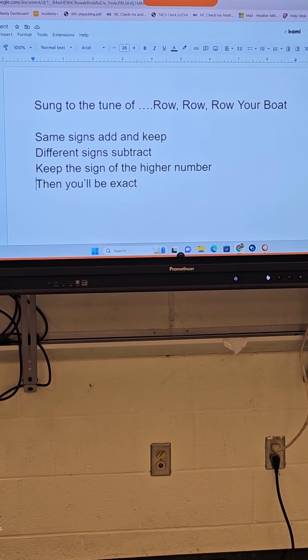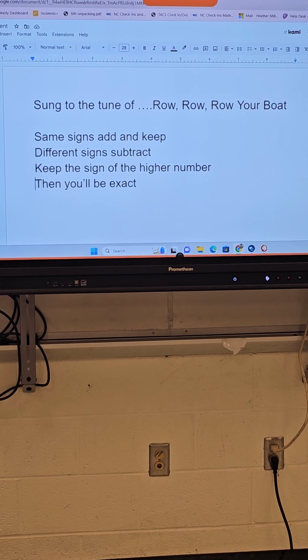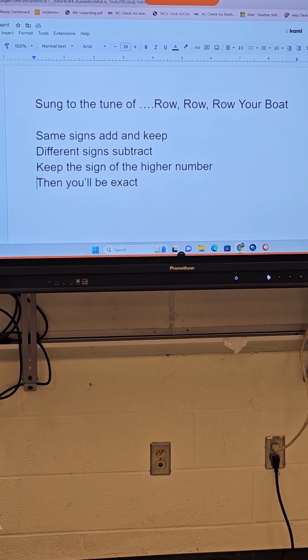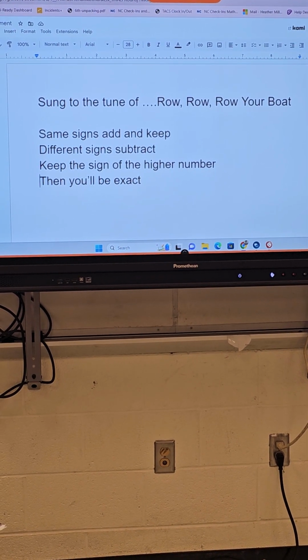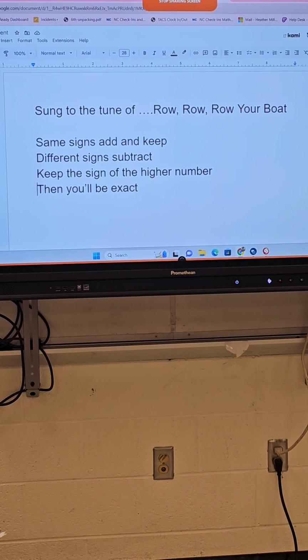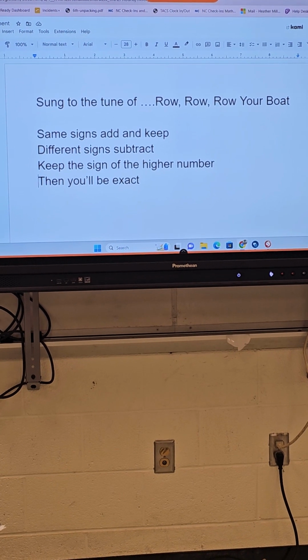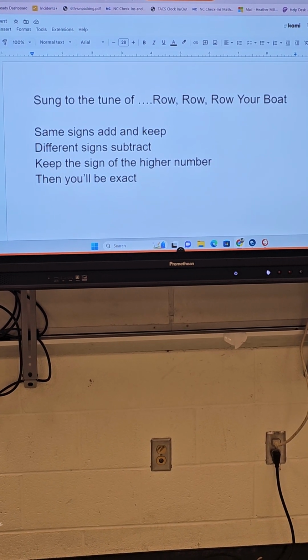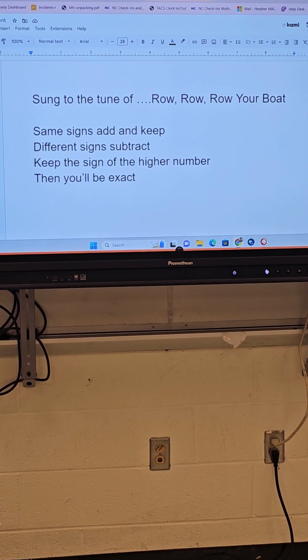I'll sing it again. Same signs add and keep, different signs subtract. Keep the sign of the higher number, then you'll be exact. So if your student is at home, sitting at the table and singing this song, know that they're learning their adding integer rules.